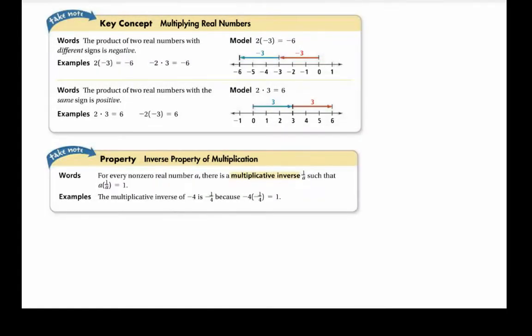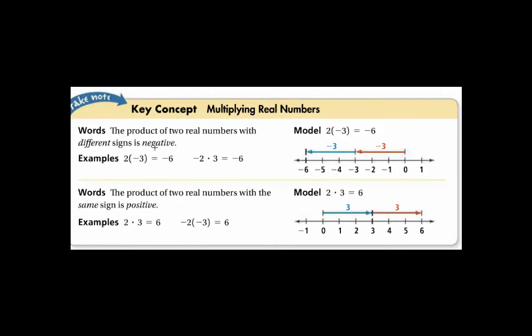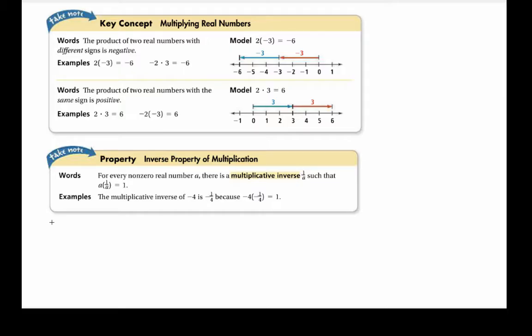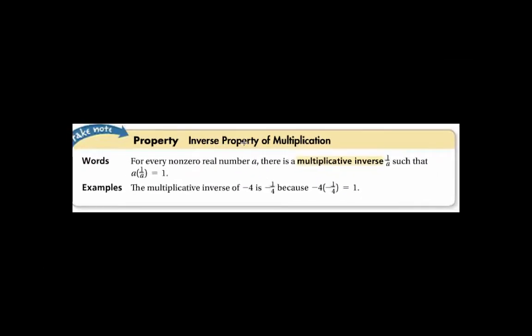All right, so when we multiply numbers, one thing that we need to know is that if we're going to multiply two numbers with different signs, then the product's going to be negative. The product of two real numbers with the same sign is always going to be positive, and there are a few examples. We also need to remember that we have this thing called the inverse property of multiplication.